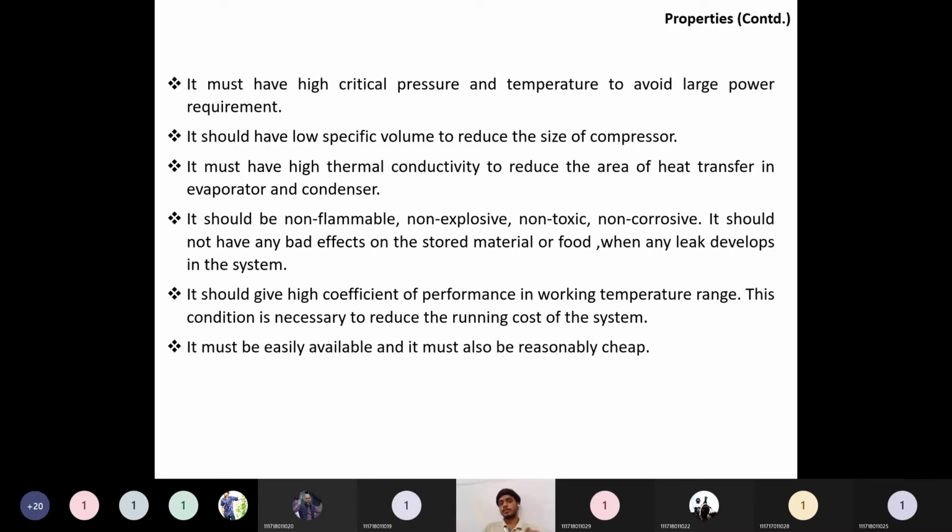Then it should give a high coefficient of performance. This is a must in the working temperature range. Whatever the temperature range we choose to operate our refrigeration cycle in, it should have a high coefficient of performance, popularly known as COP. It should be very high to reduce the running cost of the system. Then it must be easily available, and it must also be reasonably cheap. For every material used in industrial processes or household purposes, we are obviously looking for an easily available and cheap system.